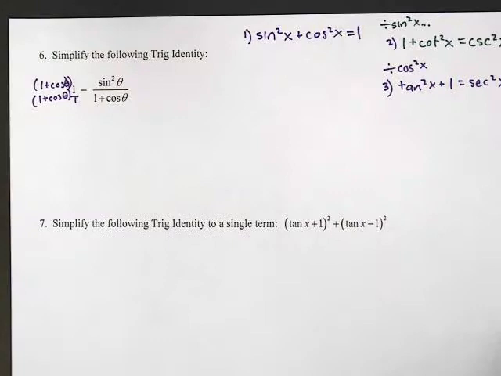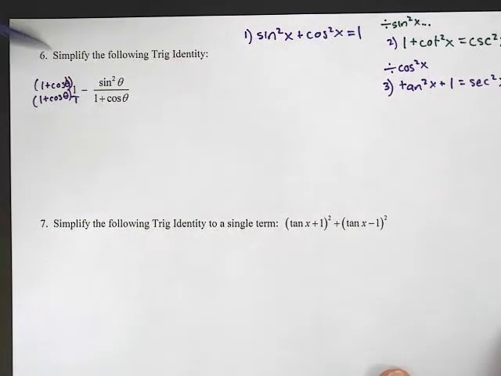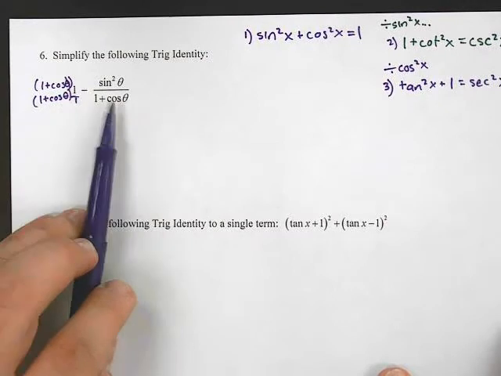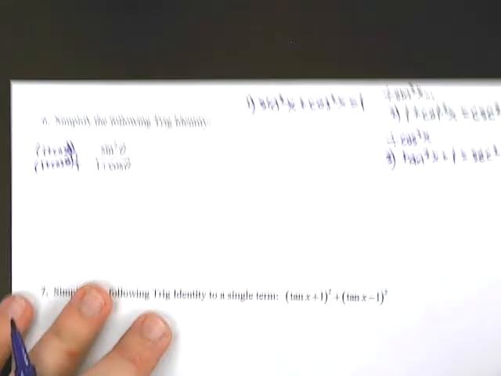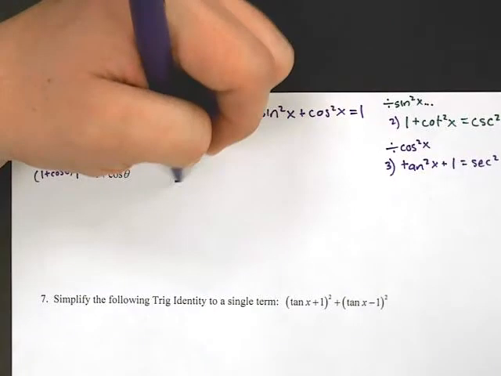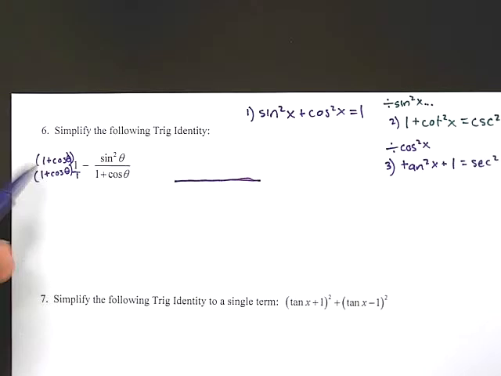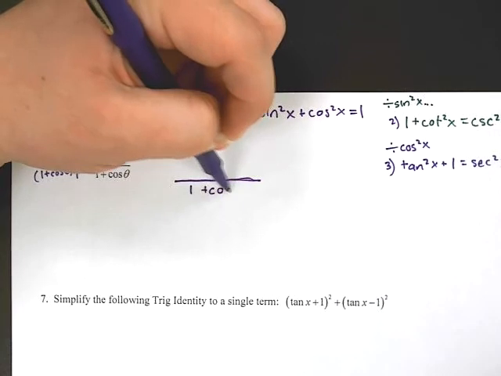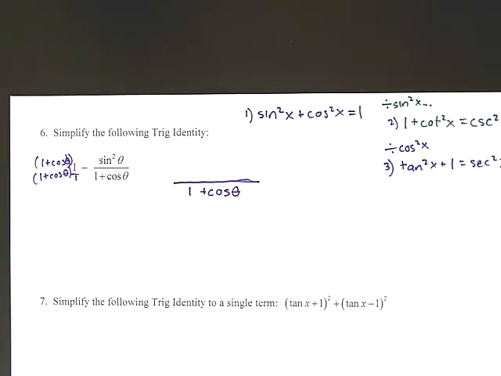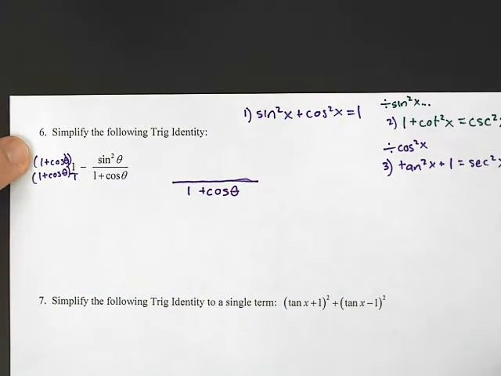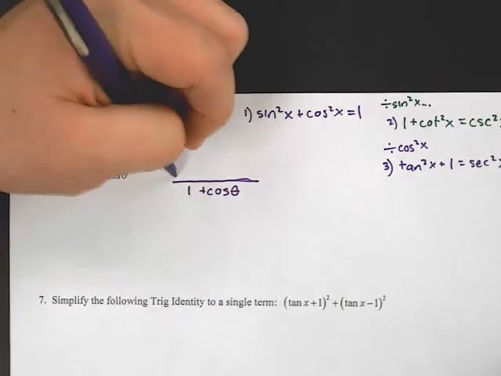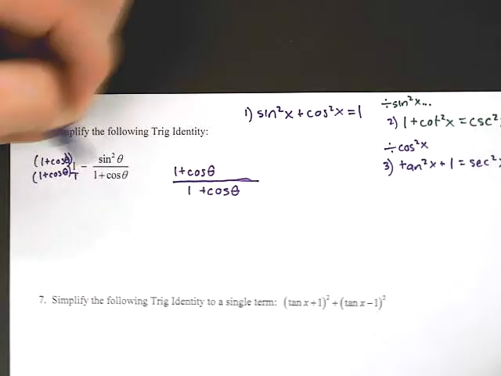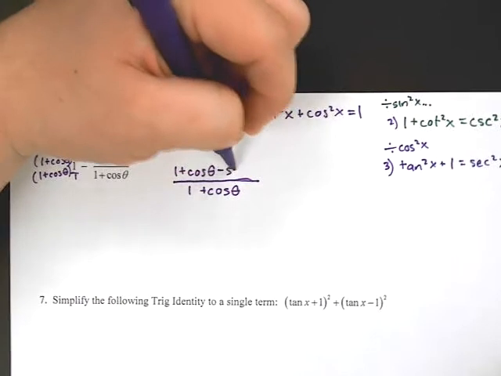So when I do that and clean it up, because I have the same denominator, I can just write everything over 1 plus cosine theta. Sorry, guys, the camera's kind of in my way. All right, what did I have in the first numerator? I had 1 plus cosine, and then I had a minus sine squared.